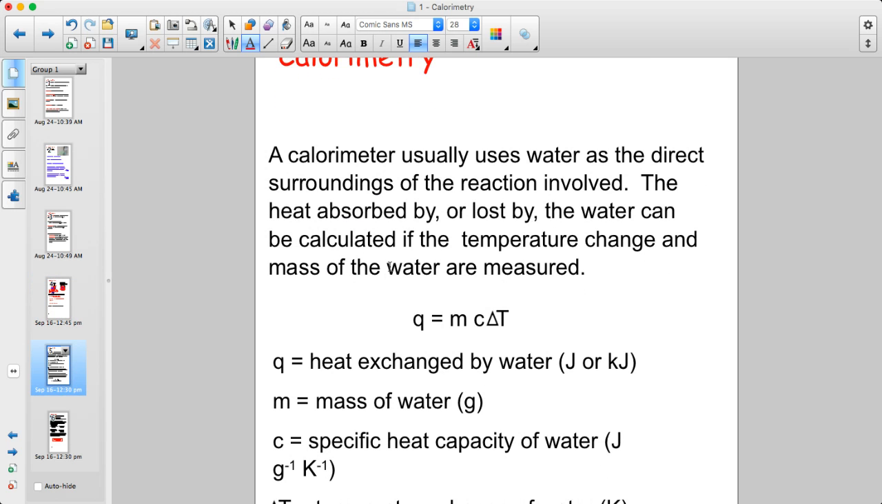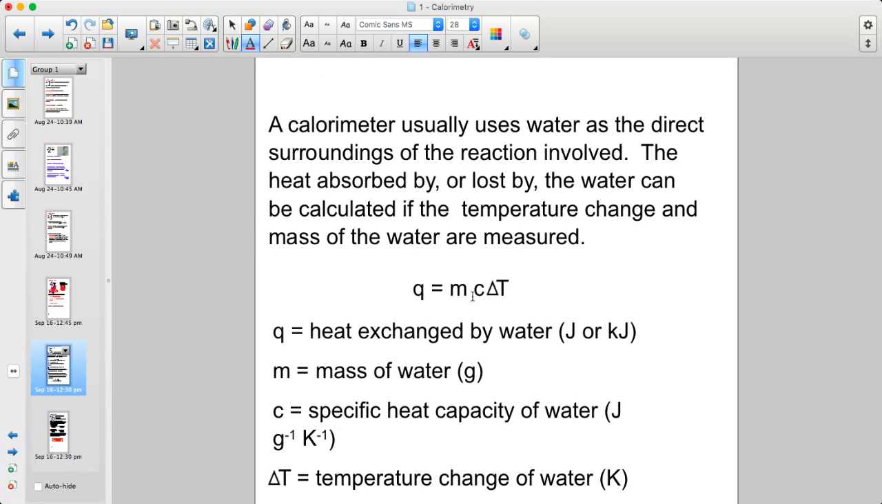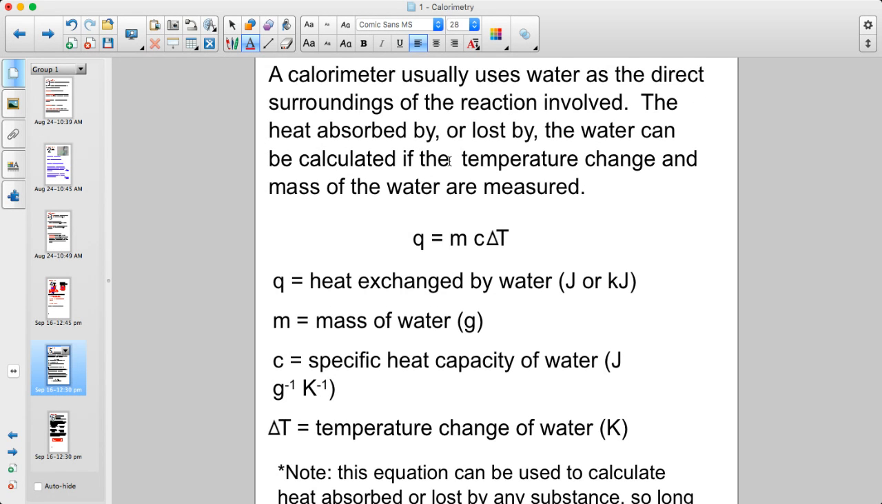Okay, so the actual way it gets calculated is with this equation, which is in your data booklet in the first table. So a calorimeter essentially surrounds a reaction with water. And so the assumption is that the heat absorbed by the water is the same as the heat lost by the reaction. Or flip that. You could say the heat lost by the water is the same as the heat absorbed by the reaction if it was an endothermic reaction.